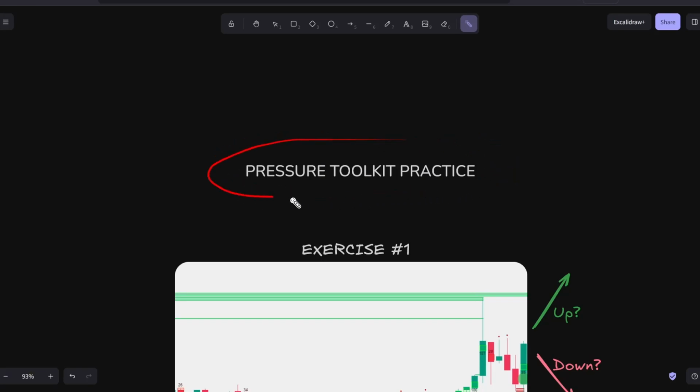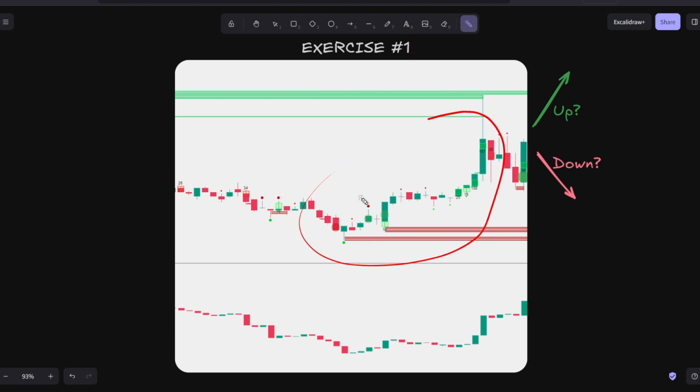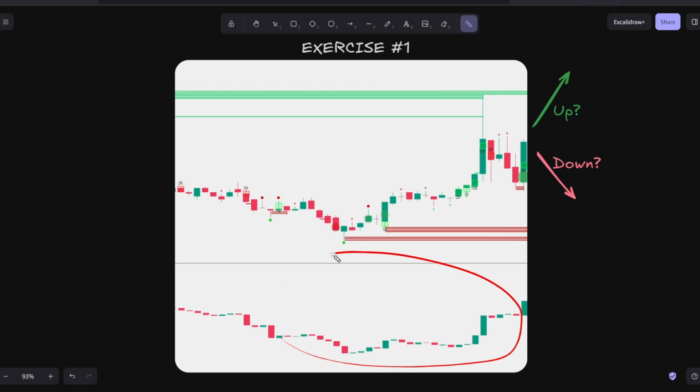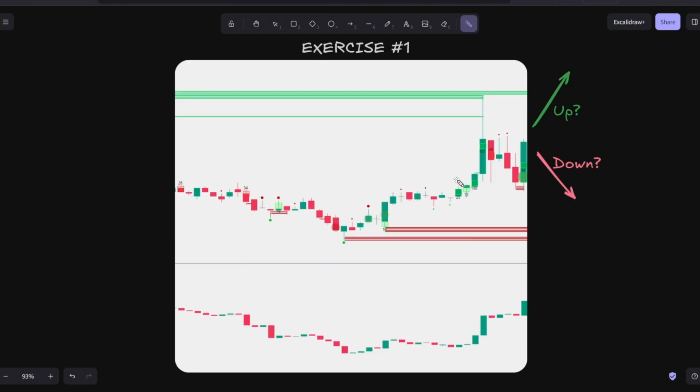Now today I want to go through this pressure toolkit practice session with you guys. Basically a few exercises where we look at chart examples, and specifically with the pressure toolkit and with CVD, we will try and predict if price is going to go up or if it's going to go down. Now order flow can predict price, and you can use it in many ways to see if price will continue going upwards or if it's going to continue going downwards.